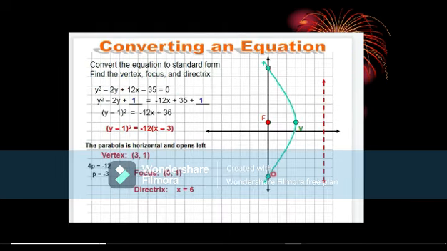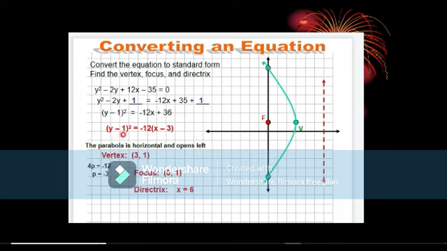Okay, converting an equation. Convert the equation to standard form. Find the vertex, focus, and directrix. So if you have y² - 2y + 12x - 35 = 0, to complete the square, -2 divided by 2 is -1. (-1)² is 1. Add it here, and you also add the same number on the other side. So y² - 2y + 1 = -12x + 35 + 1. Then (y - 1)² = -12x + 36.